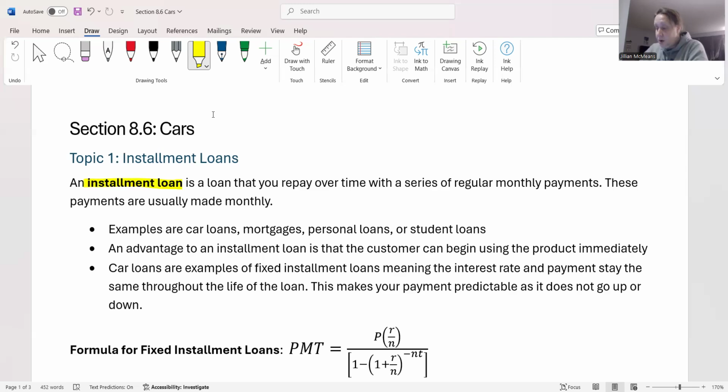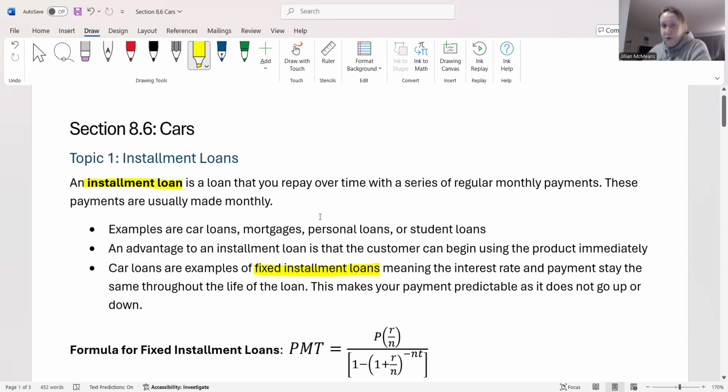Now, car loans are an example of fixed installment loans, meaning that the interest rate and the payment stay the same throughout the life of the loan. Fixed installment loan means that you know what to expect. You're calculated a monthly payment and you know what to expect every single month. It doesn't change, so this makes your payment predictable. There are different types of loans, like variable rate loans, where your interest rate can go up and down, with different criteria for that. But for us in this class, we're just going to talk about fixed installment loans.